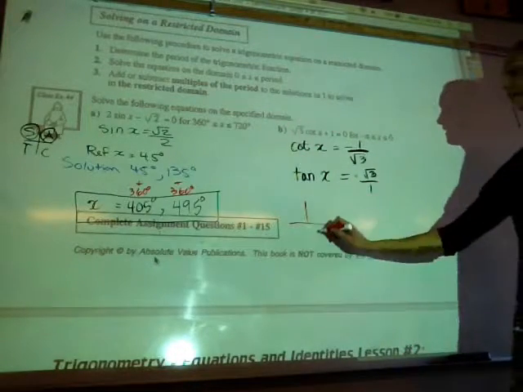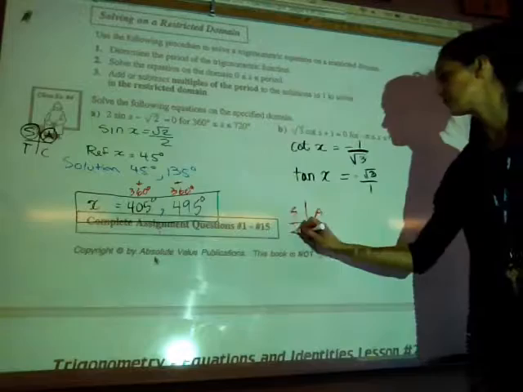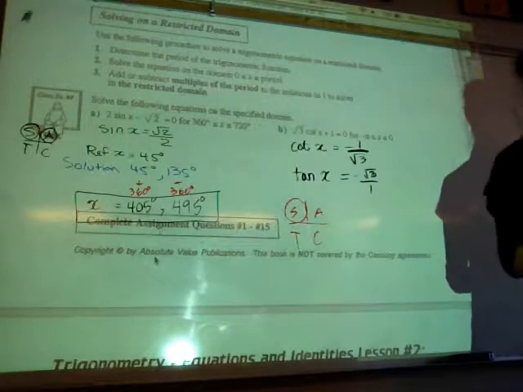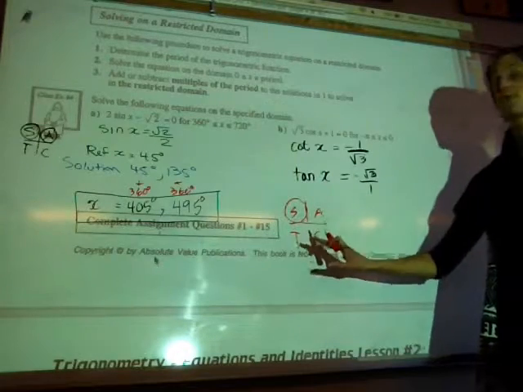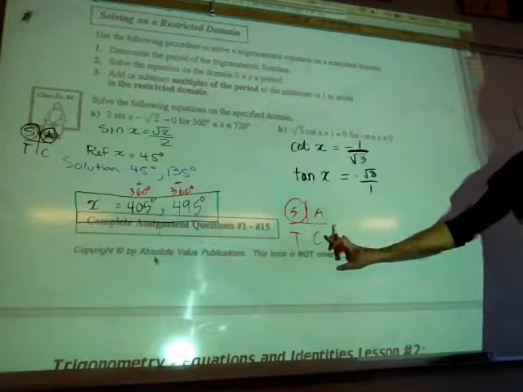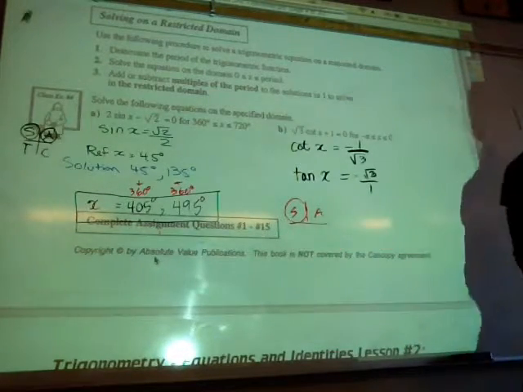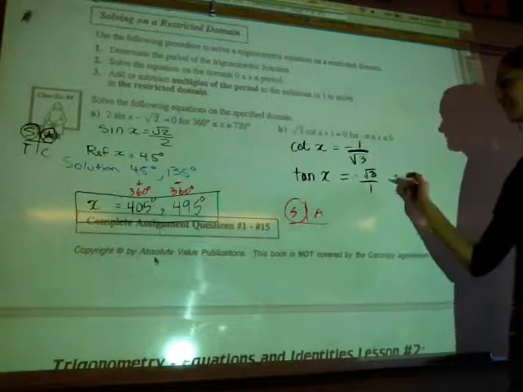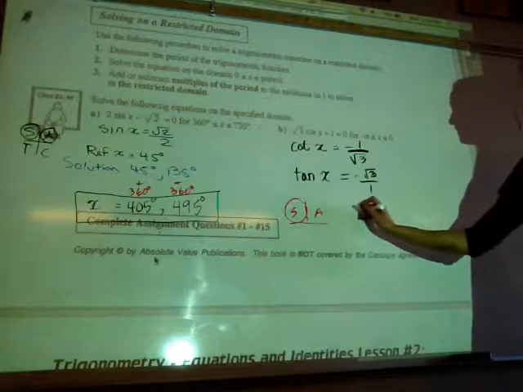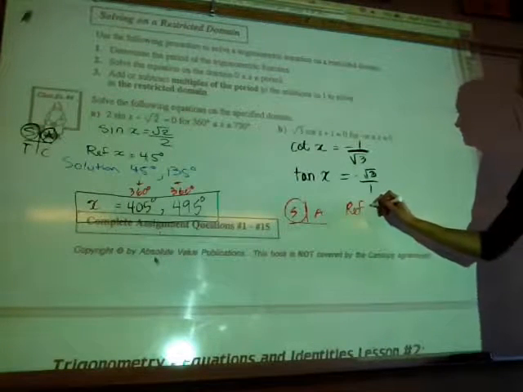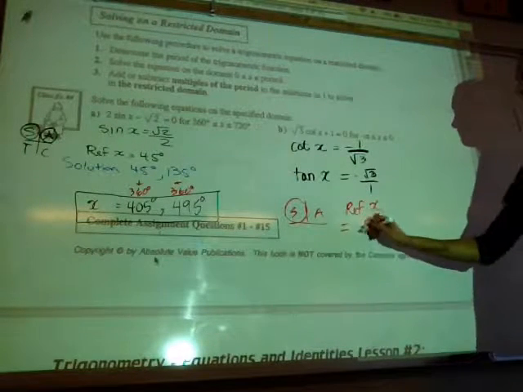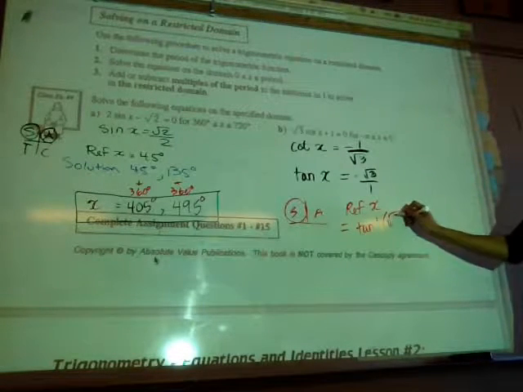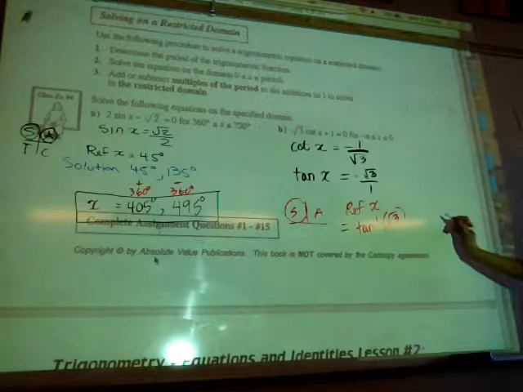So if tan is negative, I'll just draw out the CAST rule. If tan is negative, we're only looking in quadrant 2. Okay, if we were looking at all 4 quadrants, it'd also be quadrant 4, but we only look within the first period. So tan x equals negative root 3. Let's just find our reference angle. So inverse tan of root 3, don't include the negative.